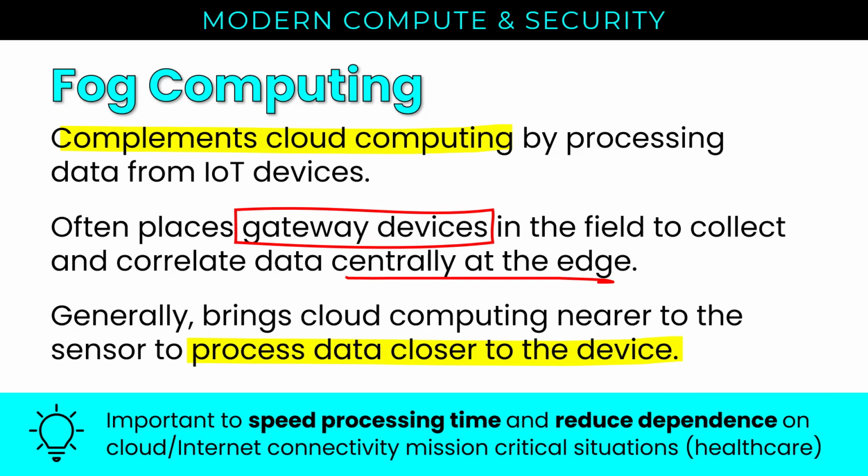So it's important in this case to speed processing time and reduce dependence on cloud or internet connectivity in mission critical situations. This is common in healthcare, for example, where you have human life at stake and processing time may be paramount. And the lack of availability of the cloud for any reason for a limited period of time could cause a unique danger in that scenario.